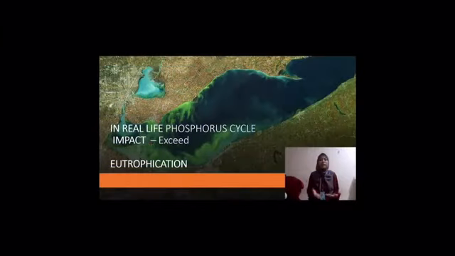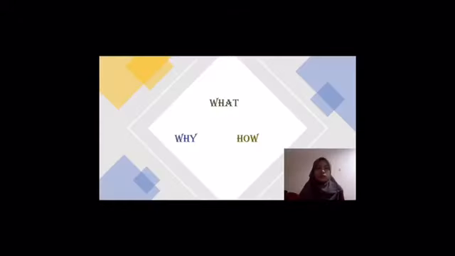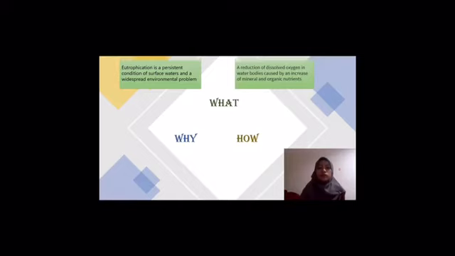The real-life impact of phosphorus in terms of negative impact is the eutrophication phenomenon that happens because there is too much phosphorus within the water. And now we will know what eutrophication is, why and how it occurs. What is eutrophication? Eutrophication is a persistent condition on the surface water and a widespread environmental problem that causes adverse impact to humans and also aquatic culture.